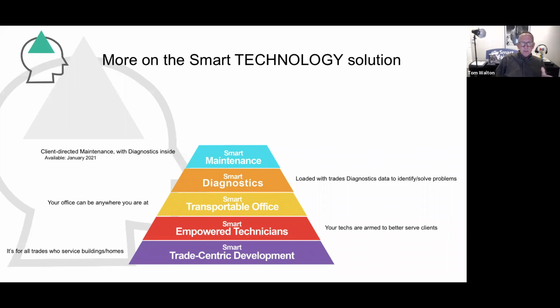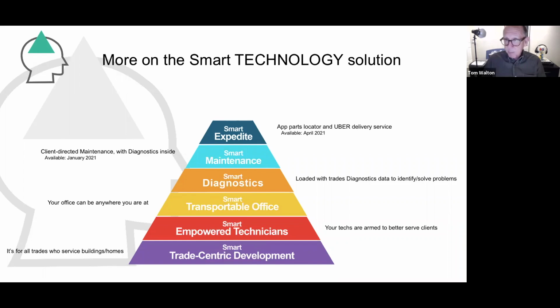And by the way, this particular program, Smart Maintenance, is available for you January of 2021. So what you're going to want to start with are these first 4 things, which are the transportable office, the empowered technician, the smart diagnostics, and then on the 1st of January, you will upgrade to include smart maintenance. And then you're also going to include an upgrade a few months later that's called Smart Expedite. So what is Smart Expedite, you ask? In the app, it is a parts locator in your market and an Uber delivery service. And this, friends, is really big, and it will become bigger as you realize what it does.